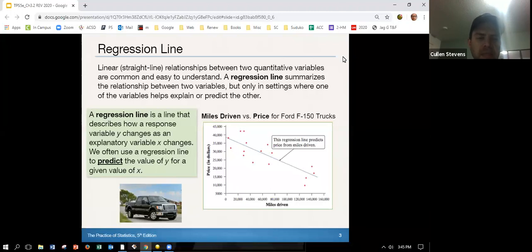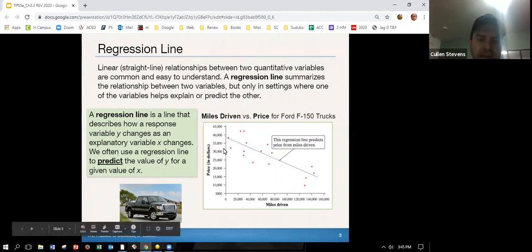So if we take a look here, we see this regression line cutting through. It says a regression line is a line that describes how the response variable y changes as the explanatory variable x changes. We often use a regression line to predict the value of y. So again, this is really the big idea. We're looking for a prediction here. We have some points, we build a line through that model, and we use that to predict.